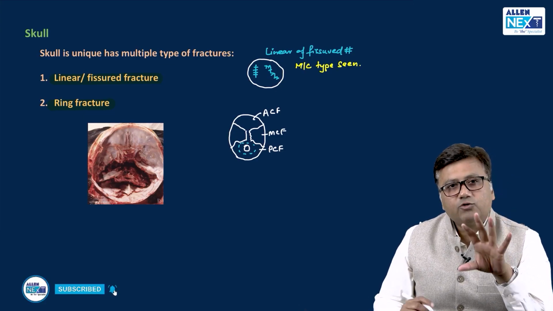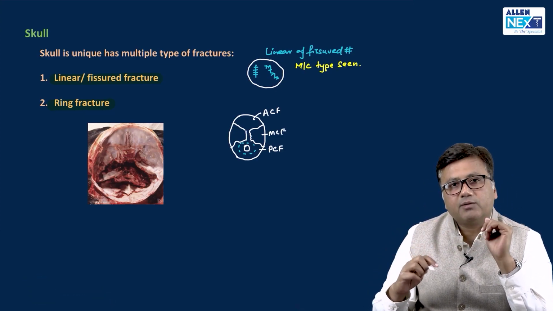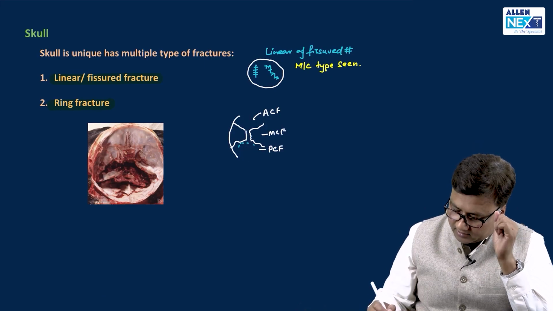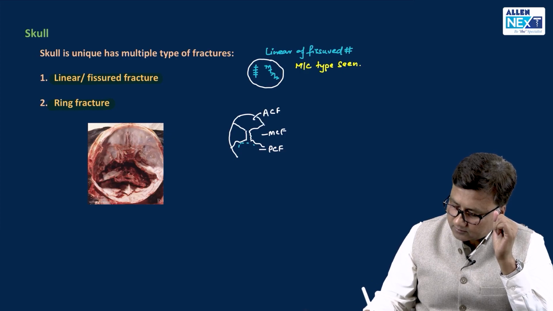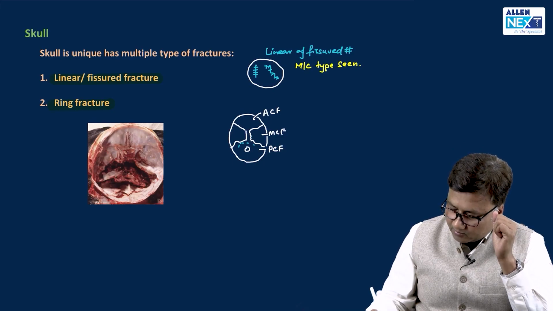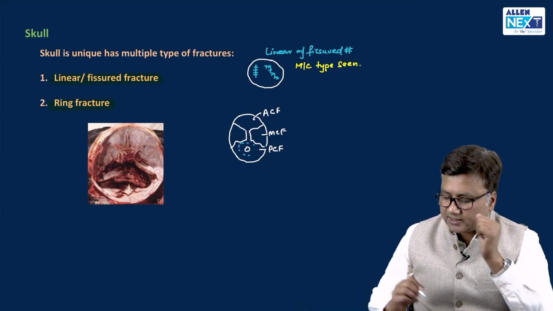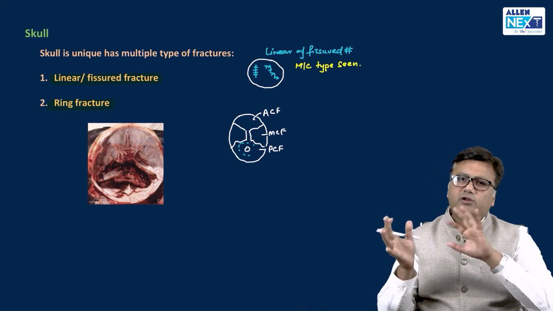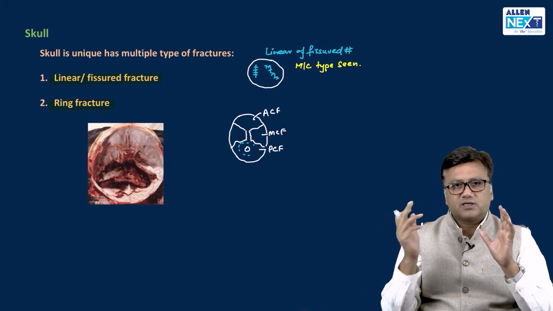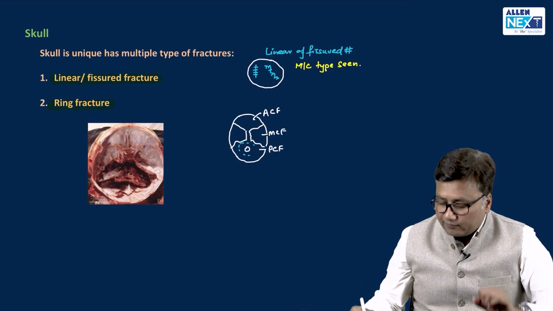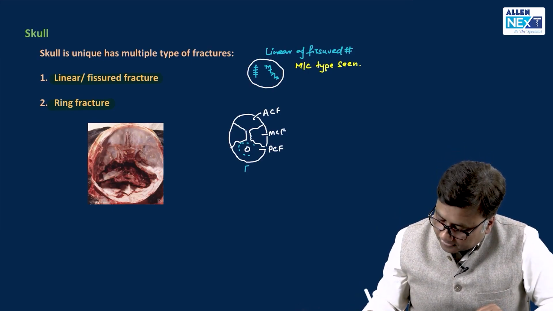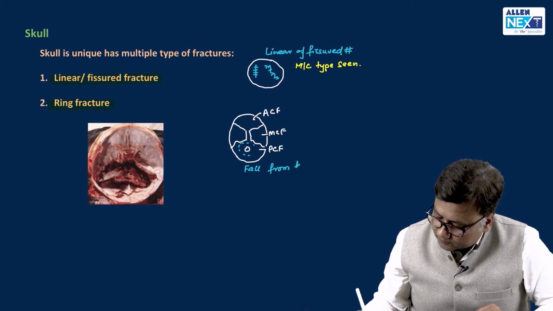Now, it could be a complete ring around foramen magnum, or it may be a partial ring like this. So, it may not be a complete ring, but it may be partially surrounding the foramen magnum. Both are called ring fractures. It does not have to be a complete circle. These kinds of fractures are seen in fall from height cases.